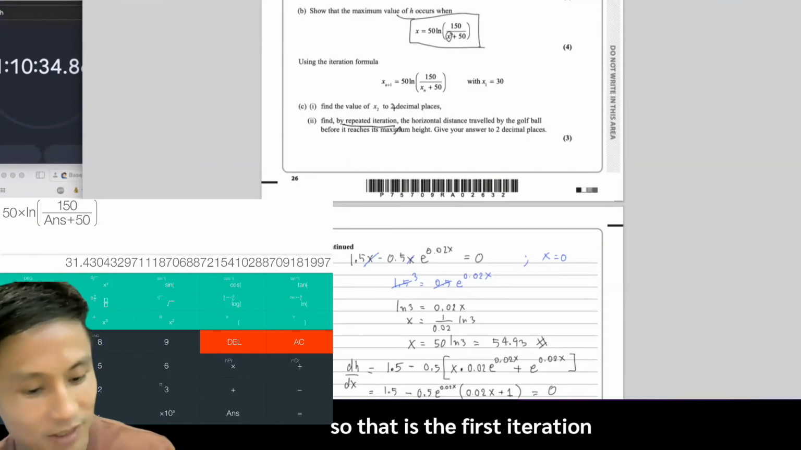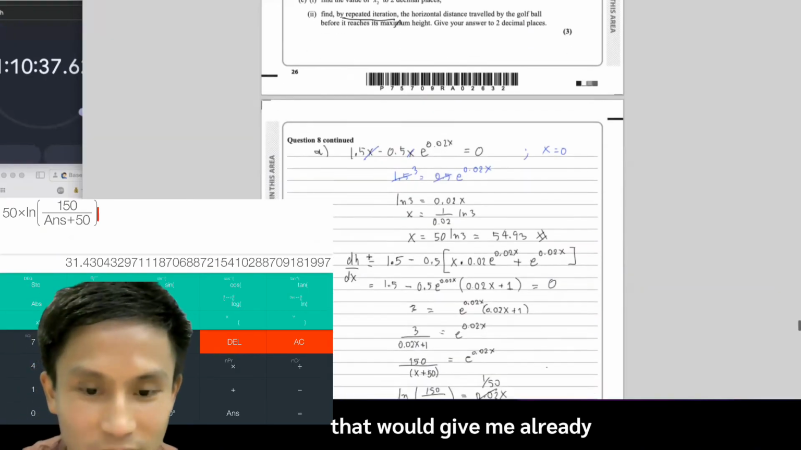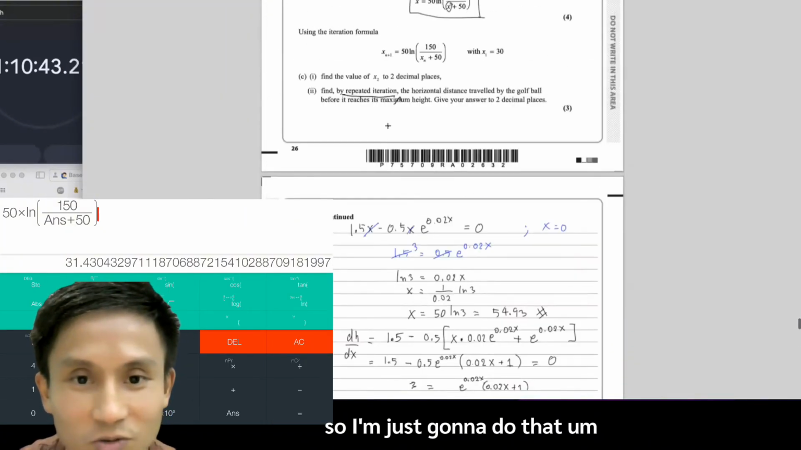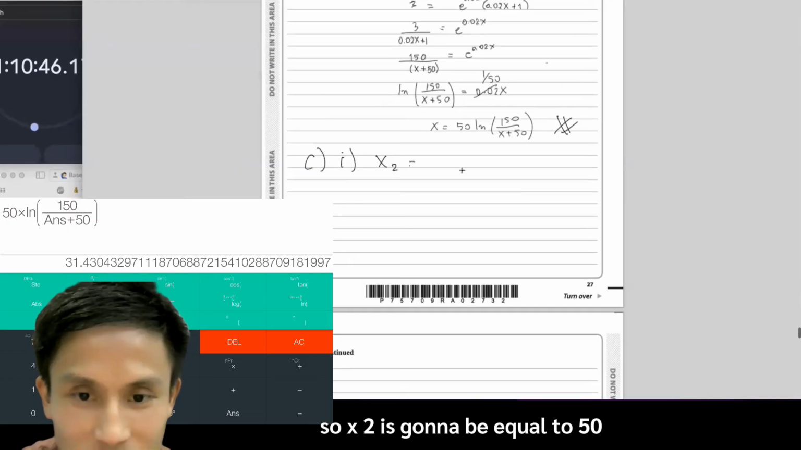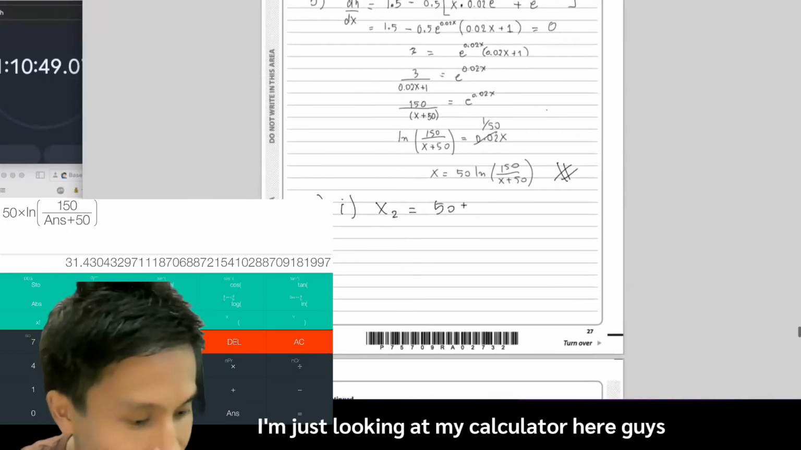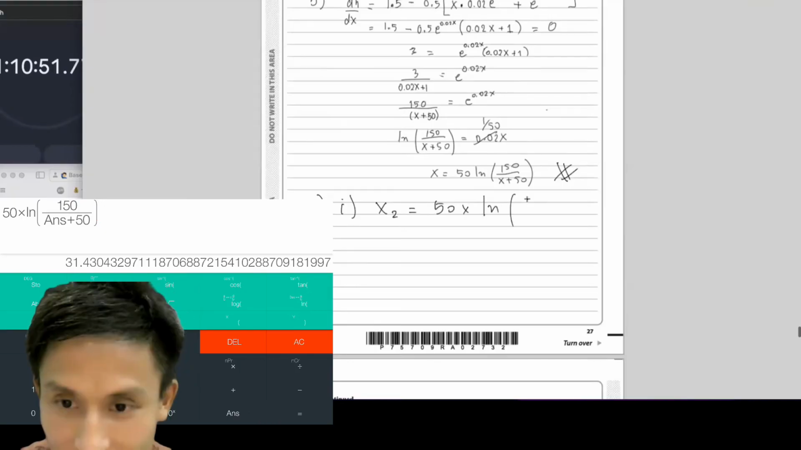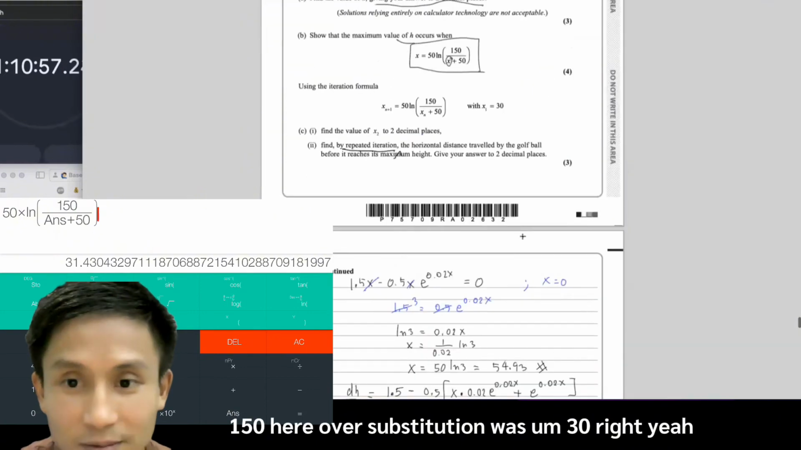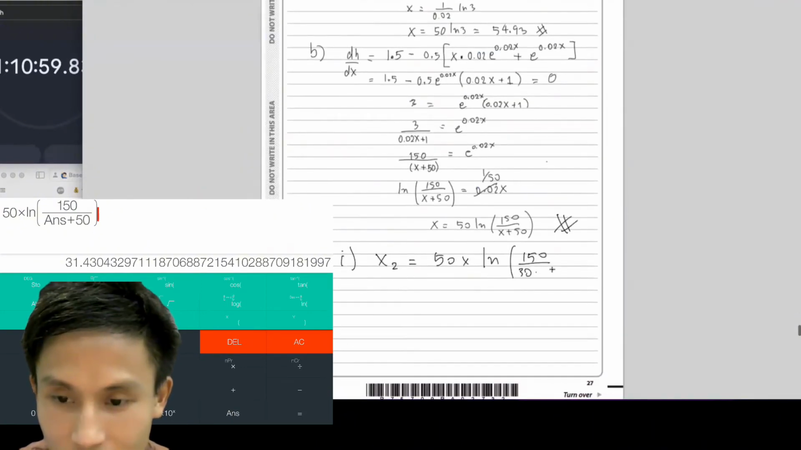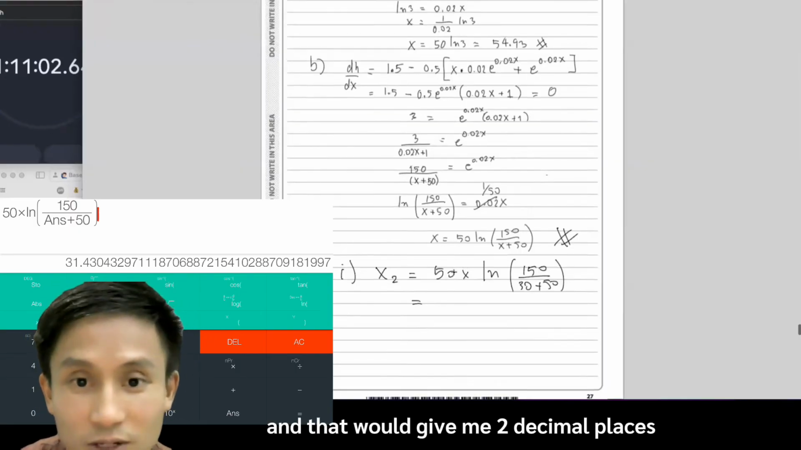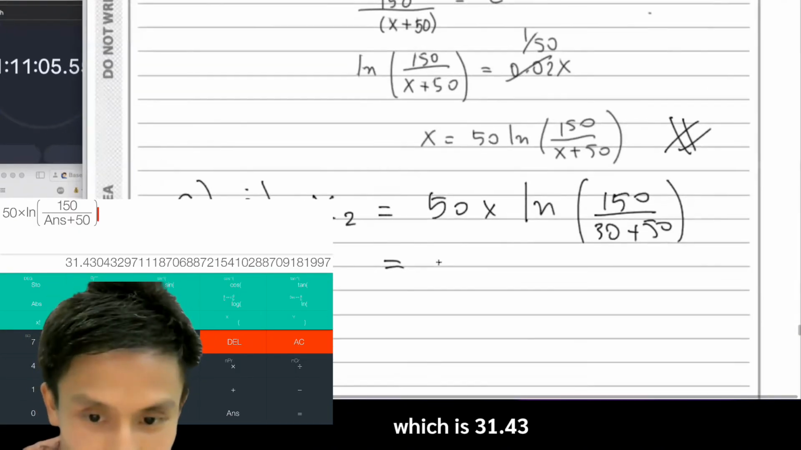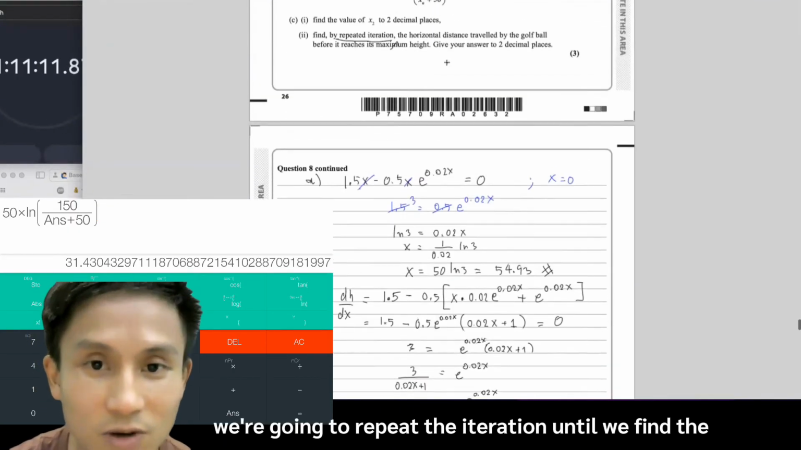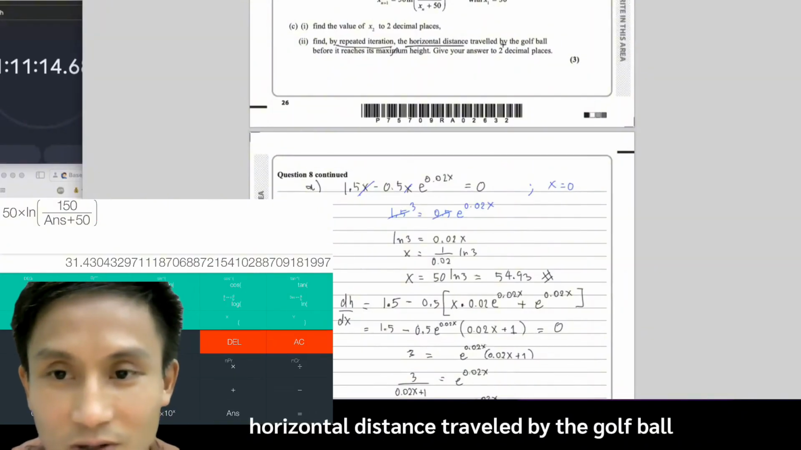Okay, so that is the first iteration that would give me the answer already, but I need to write the substitution there. So x2 is going to be equal to 50 ln, I'm just looking at my calculator here, guys, 150 over the substitution, which was 30, right? And that would give me, to 2 decimal places, 31.43.